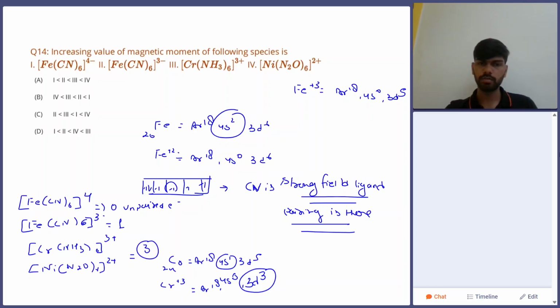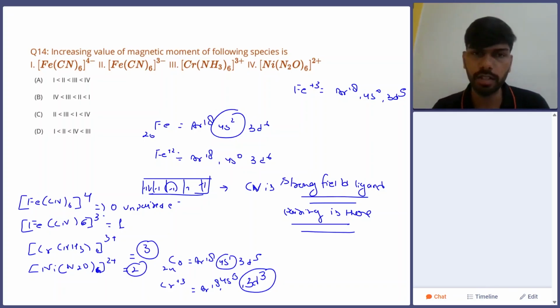And here in Ni, it is Ni 2+, that will become 2 unpaired electrons. So who has more number of unpaired electrons? That is 3. So 3, 4, 2, 1. So the right answer is option D.